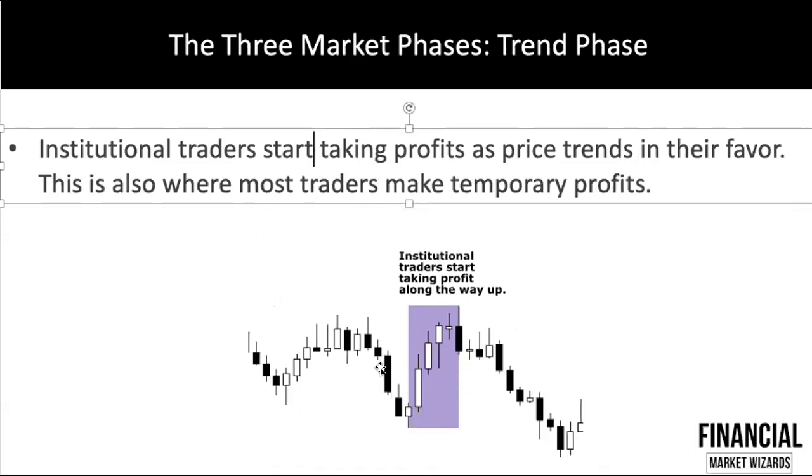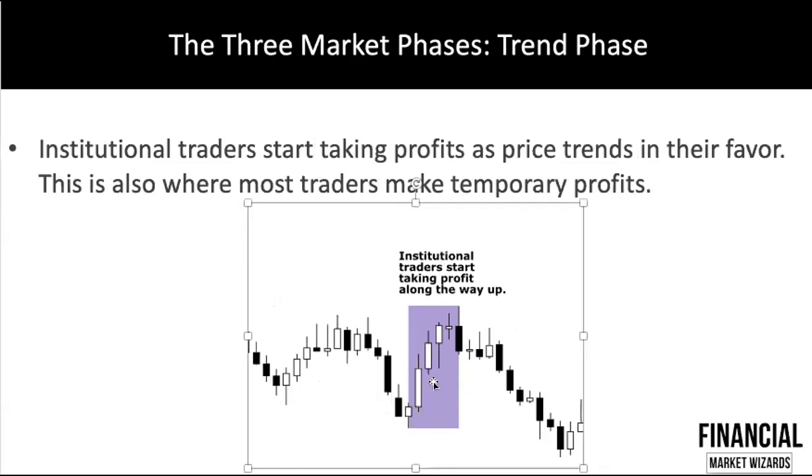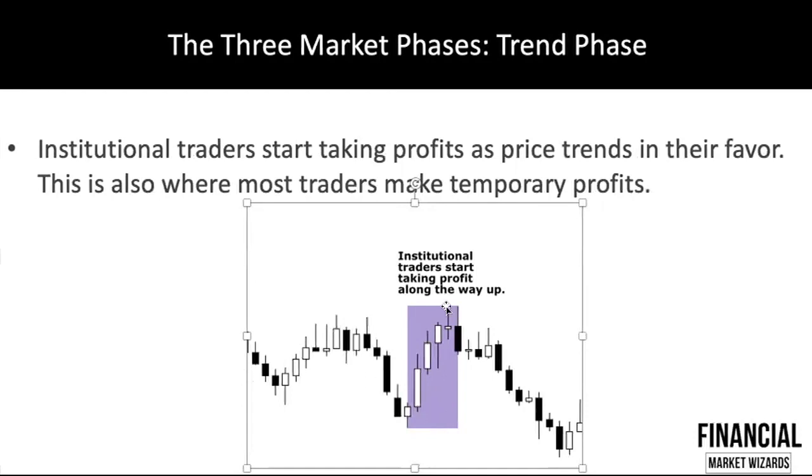Retail traders like you and I, who see this as a valid breakout, start shorting, and you actually see temporary profits. In fact, if you don't take your profit in time, you'll probably be stopped out if you put your stop loss above this swing high. So this is the phase that you want to be trading. In this example, it's not the perfect example because of this kind of counter trend, but you get the idea.